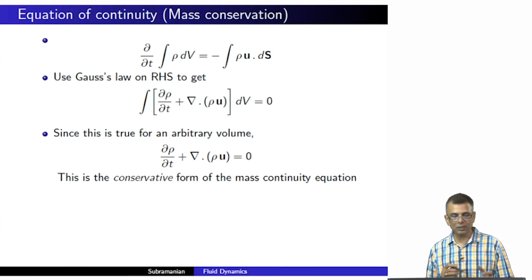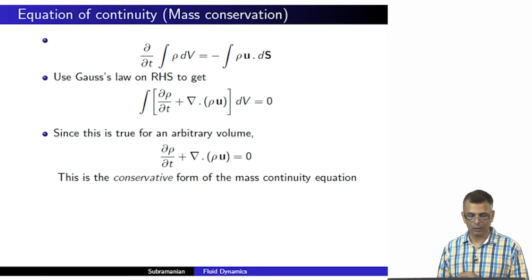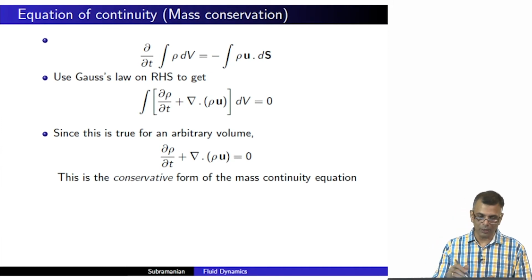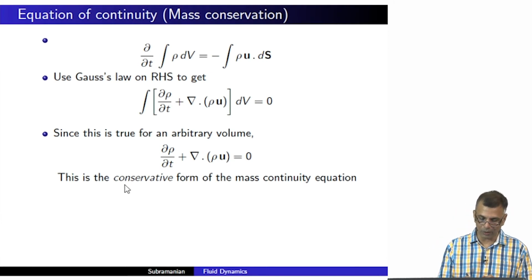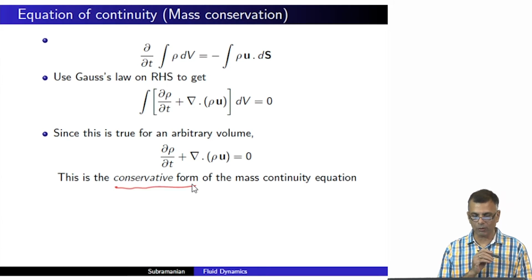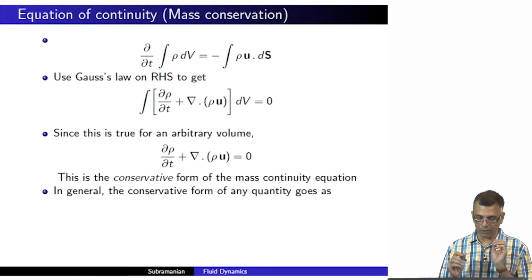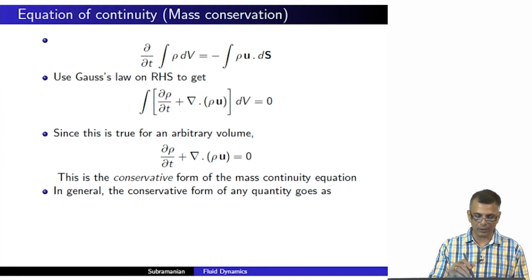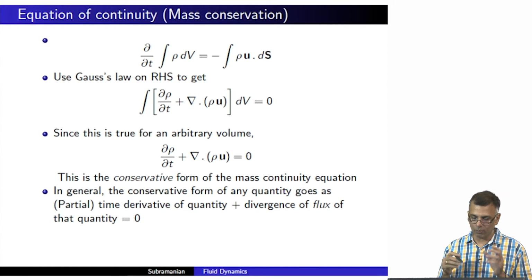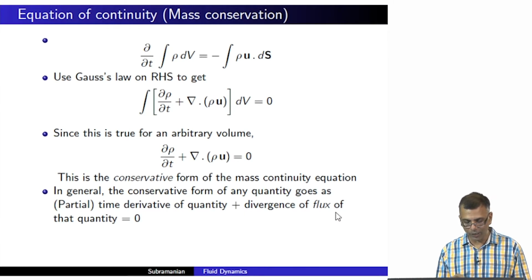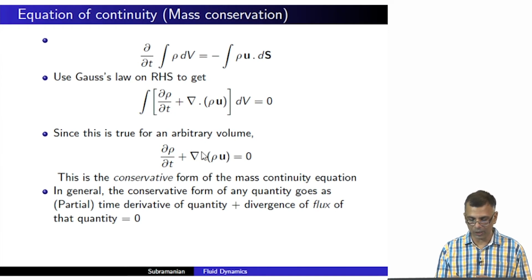And this is what's called the conservative form of the continuity equation. What do you mean by that? This is just a word as such, but remember this word, conservative form. In general, the conservative form of any quantity goes as the partial time derivative of the quantity, in this case mass density, plus the divergence of the flux of that quantity is equal to 0. So the divergence of the mass flux.